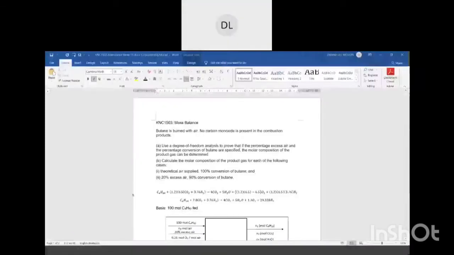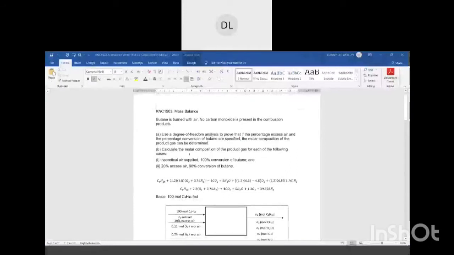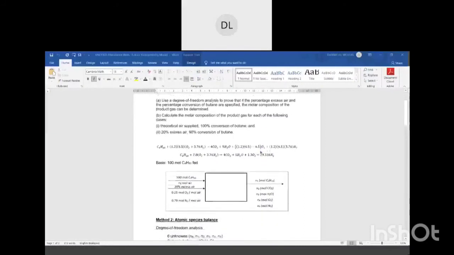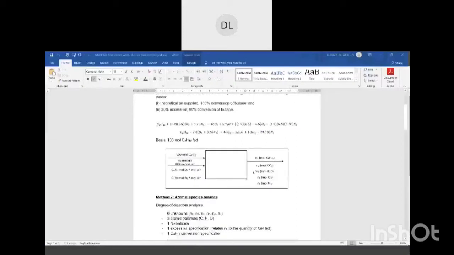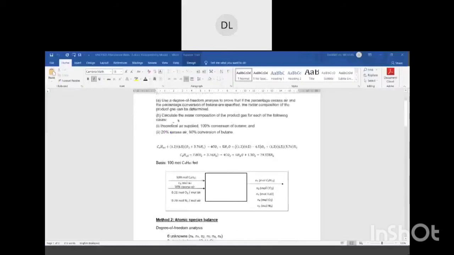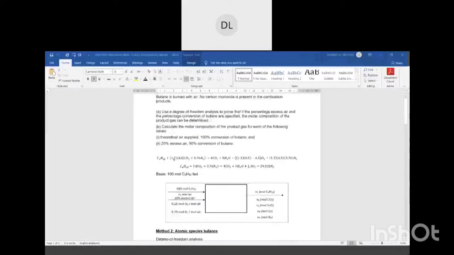So for question 2, which is calculate the molar composition of the product gas for each of the following cases: 20% excess air and 90% conversion of butane. So I will be doing method 2, which is atomic species balance. So first of all, we need to write the equation, which is the complete combustion of butane: butane, oxygen, nitrogen, which produces carbon dioxide, water, oxygen, which is the excess air, and the nitrogen.